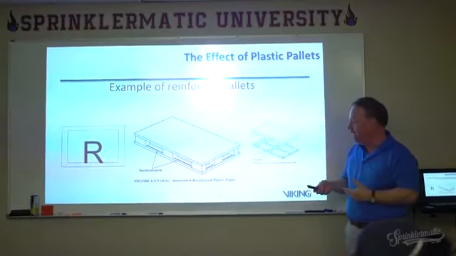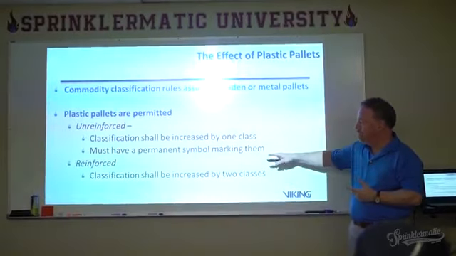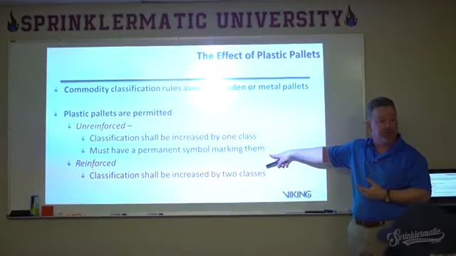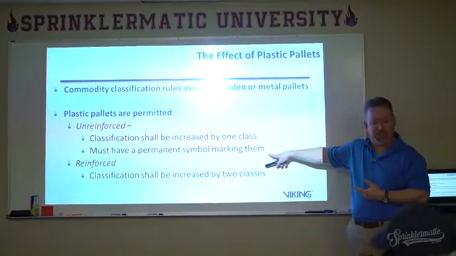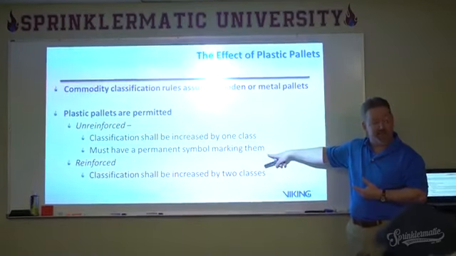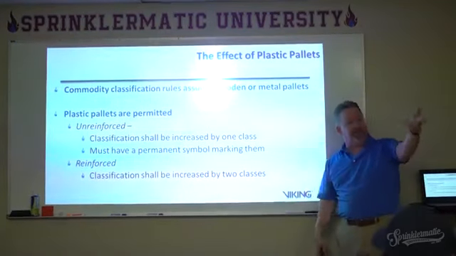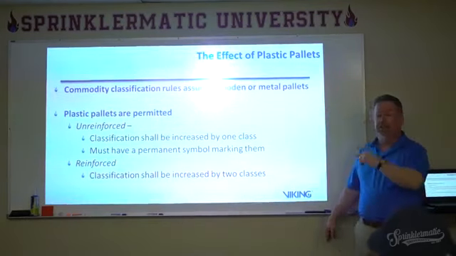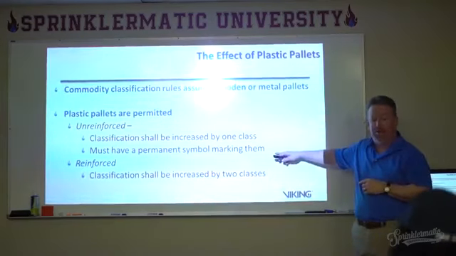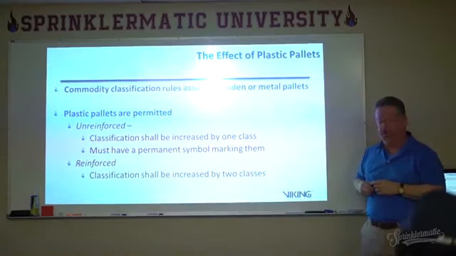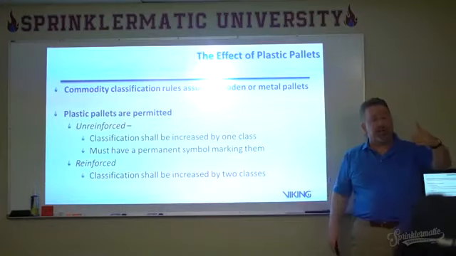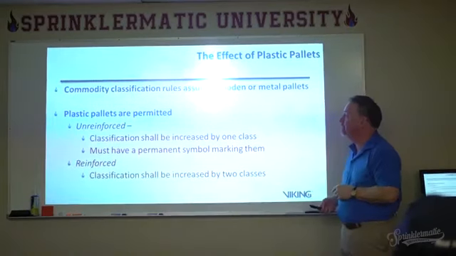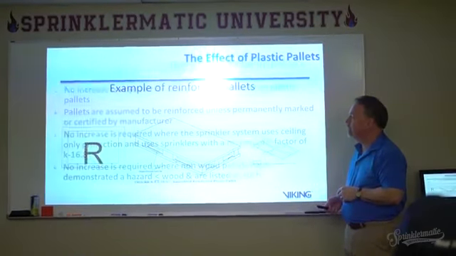So now, if you go back to this here, it's the unreinforced plastic pallets. We're going to assume a reinforced plastic pallet. You're going to have to show me that it's unreinforced. Used to be, in a couple of editions ago, you had to show that it was reinforced. No. We're going the other way now, that it actually must have a permanent showing that it is unreinforced in order to get away with just the single increase in commodity classification. Okay.